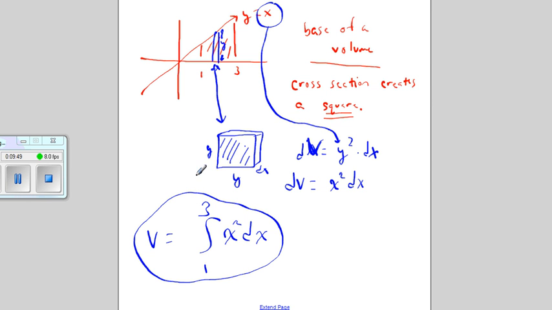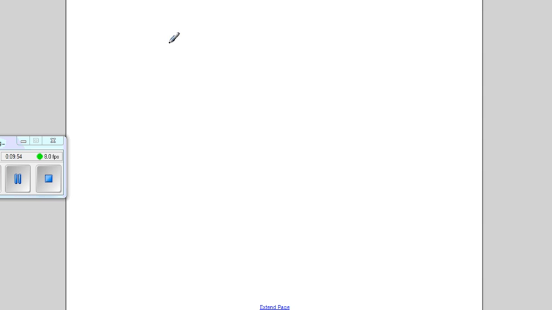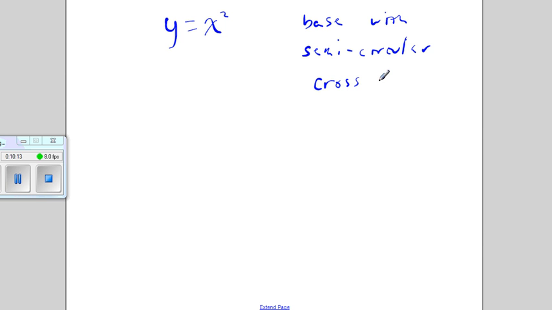Let's look at another example. The more examples of these that we see, the better. Let's think about some function y equals x squared, and this creates a base with semicircular cross sections. So now each slice of bread is like a semicircle. So we've got, and we're going to look from 1 to 4. Why not?